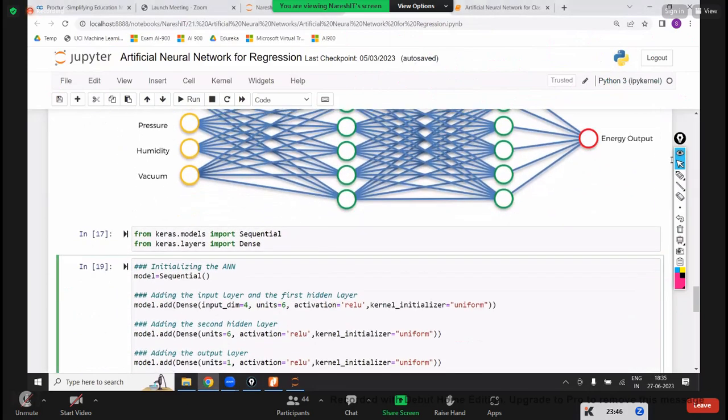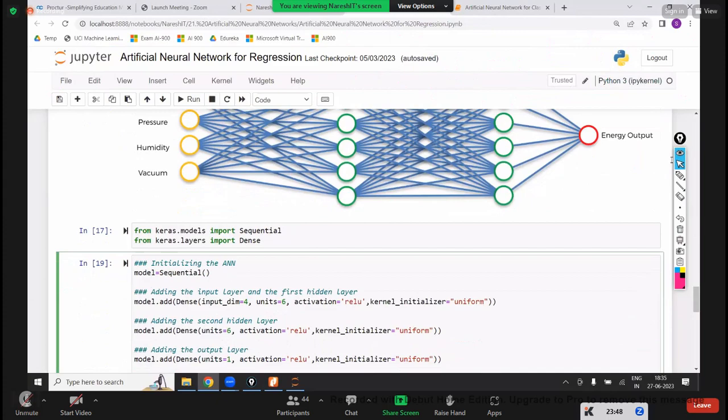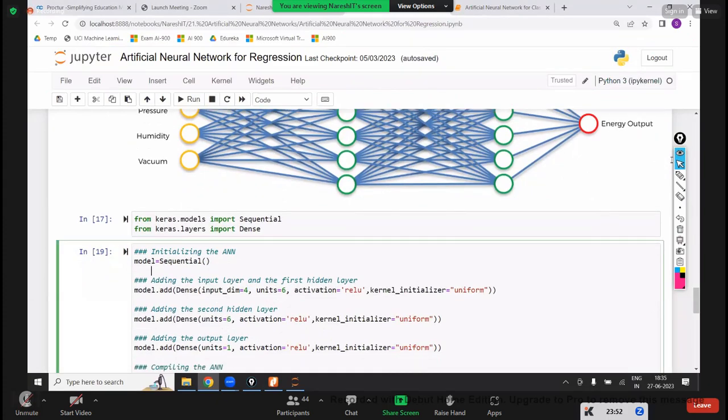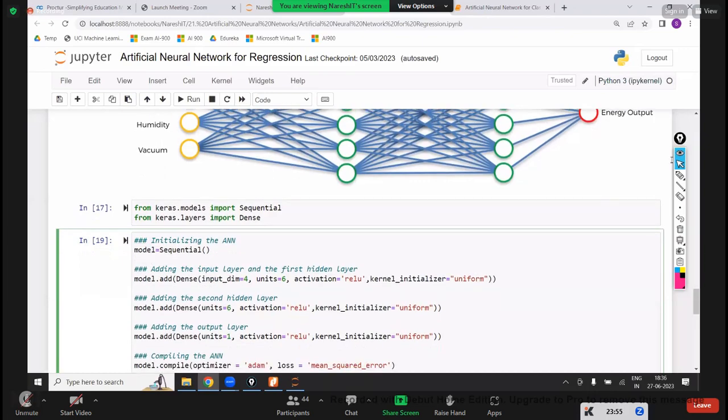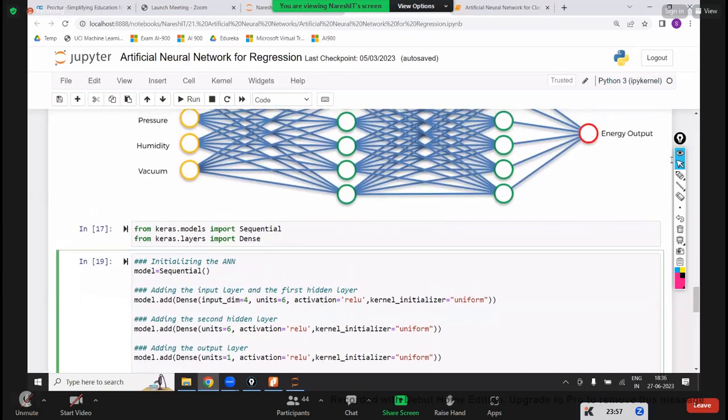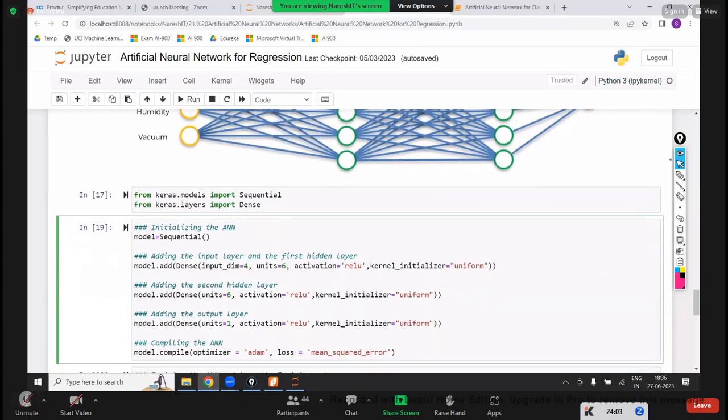First, I have taken the model and I have taken the input layer along with the first hidden layer. Both of them I have added at a time, followed by 6 neurons, followed by 1 neuron. This is called design. These 4 lines of code are called designing the neural network. Now the designing of the neural network is completed.